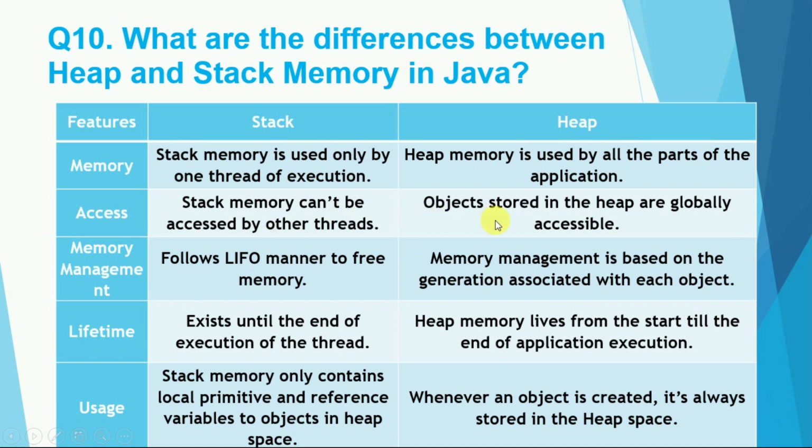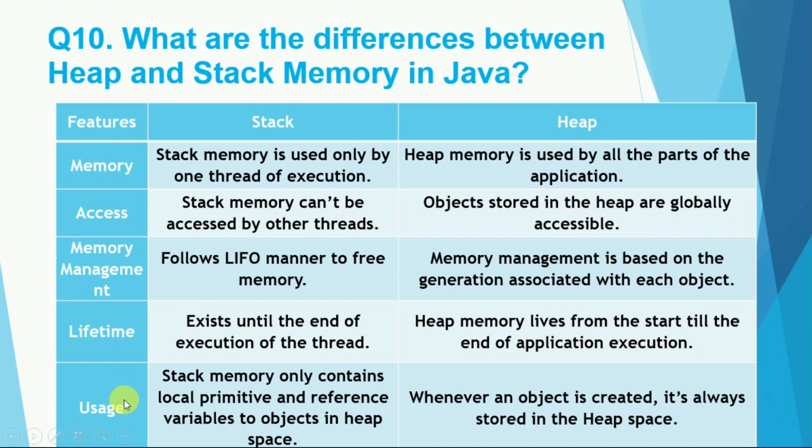If we talk about heap, objects created in the heap are globally accessible. If we talk about memory management, stack follows last in first out manner to free memory, as you already know. For heap, memory management is based on the generation associated with each object, so it is dynamic. If we talk about lifetime, stack exists until the end of execution of the thread, whereas heap memory lives from the start till the end of application execution.